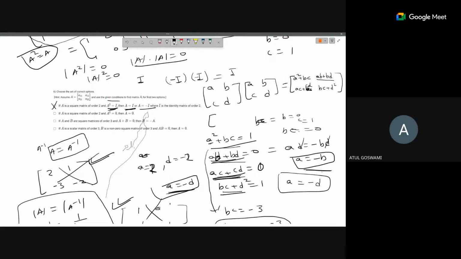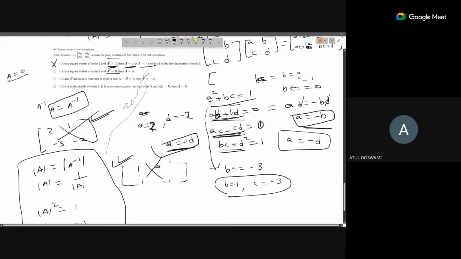Okay, so one more thing we can do, again multiplying by A inverse on both sides. So we'll have A equals 0. I'm multiplying by A inverse, and then A is equal to 0. But there should be other matrices also. So for that we have to solve from here as well.